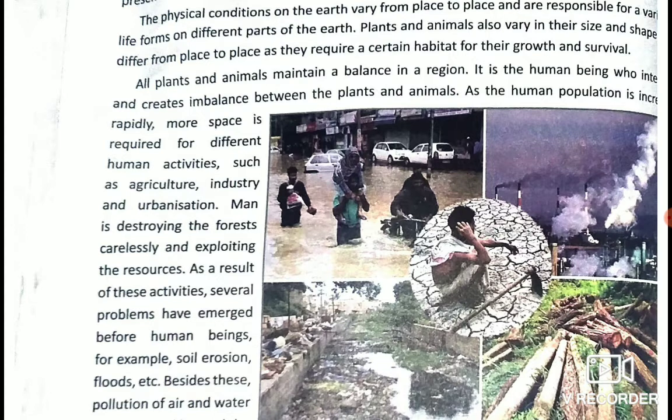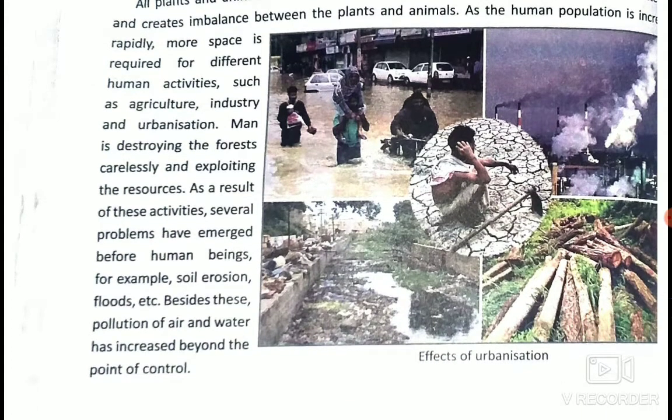Otherwise, this whole ecosystem will be destroyed, because due to this, we are suffering from lots of problems. You see, floods are there, landslides, soil erosion, all these are occurring. Why? Because of these human activities. Because of these human activities which are destroying the environment, it is creating several problems in front of human beings.